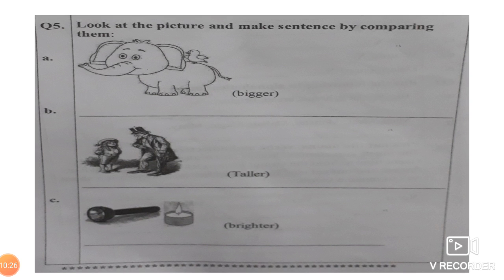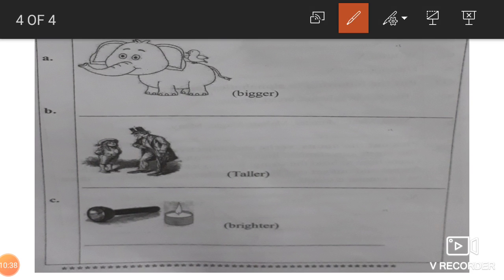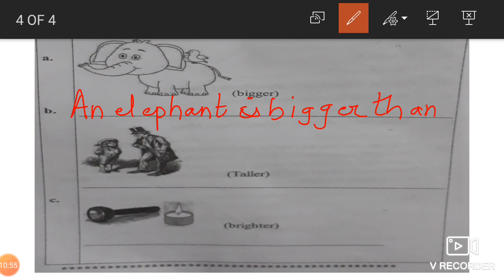Now question number 5. Look at the picture and make a sentence by comparing. Here look at the first picture carefully. Here it is an elephant and a bird. So how can we make the sentence? It's very simple. Now E is a vowel. So an elephant, here the word is given, is bigger than a bird. Okay, here the bird is sitting on the elephant.